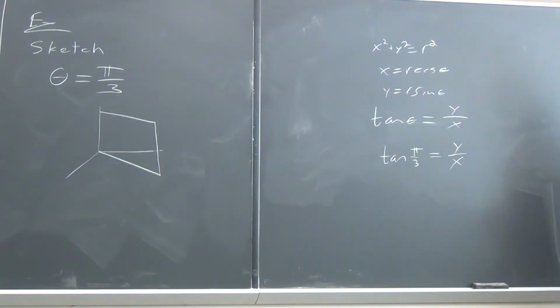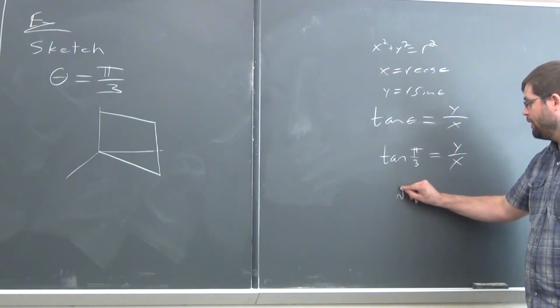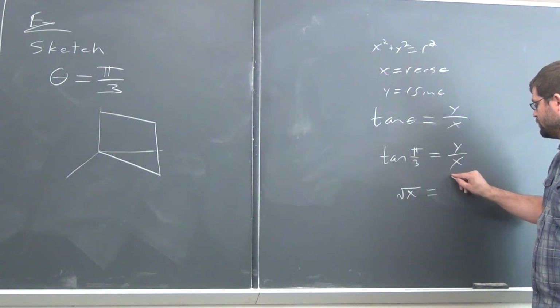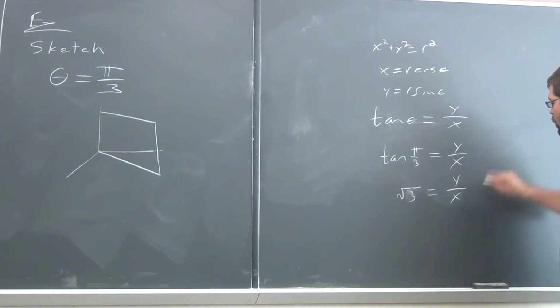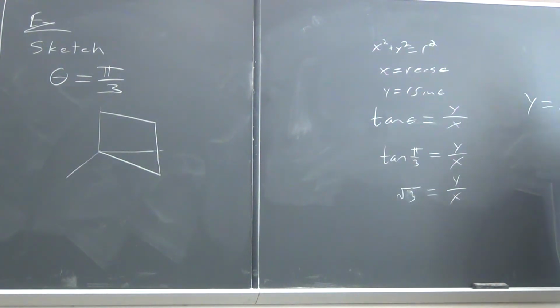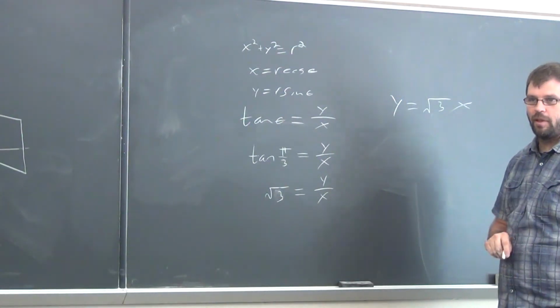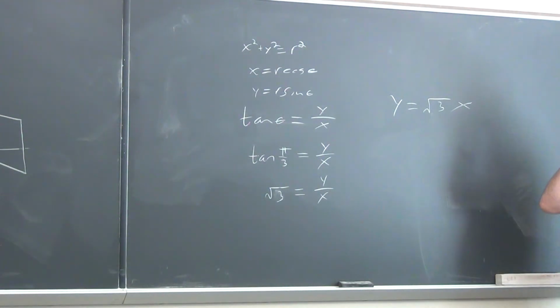What's tangent of pi over 3? Square root of 3. Yeah, sine over cosine, root 3 over 2 over 1 half, yeah. So square root of 3 equals y over x. So y is the square root of 3 times x. Does that make sense? So there's a rectangular equation for it.